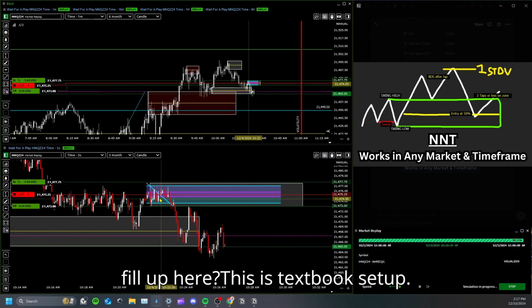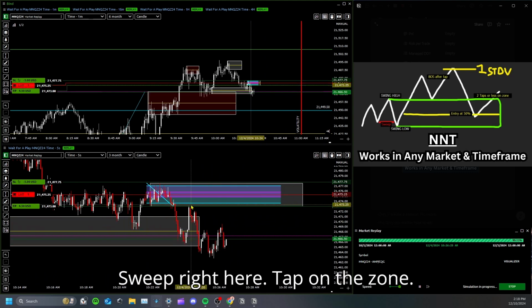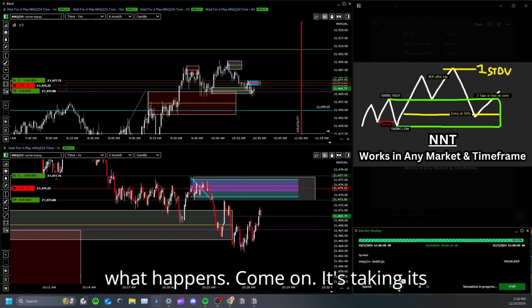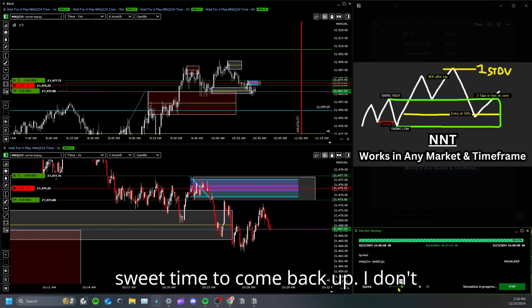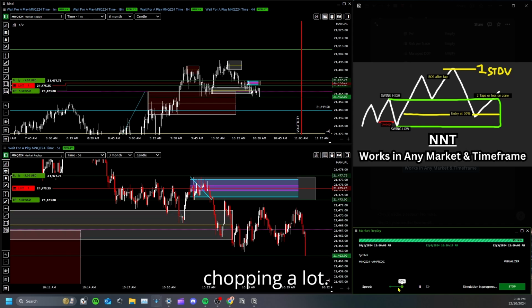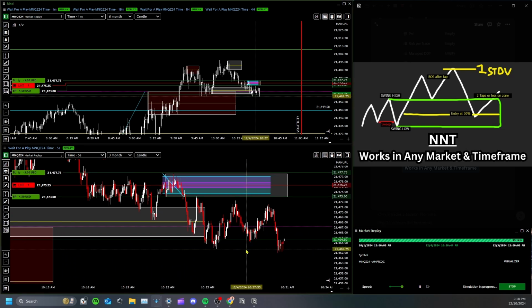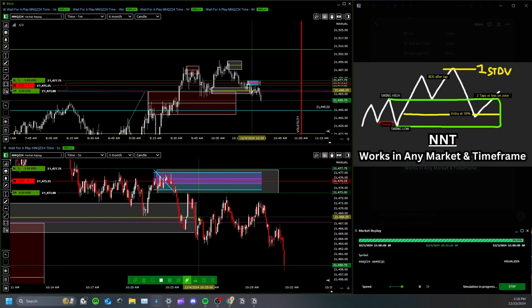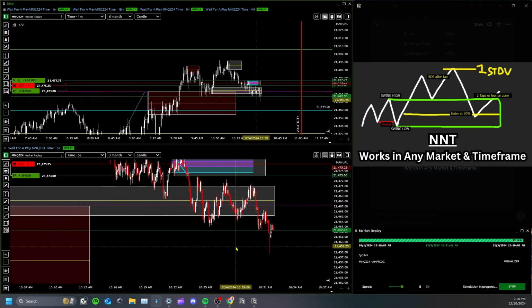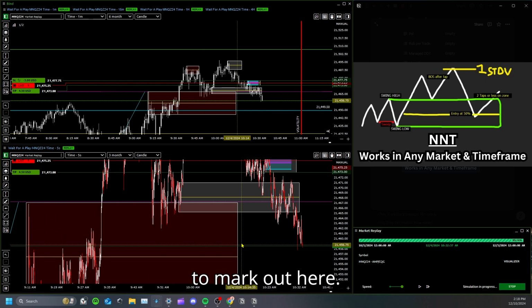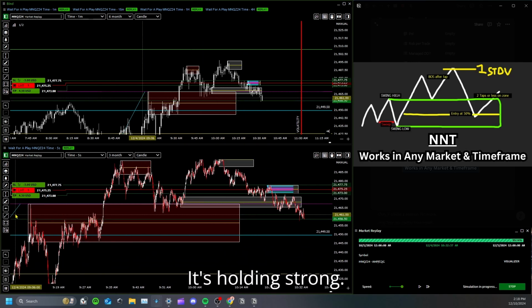So let's see. Did we fill up here? This is a textbook setup. Sweep right here. Tap on the zone. Let's increase speed here. See what happens. Come on. It's taking its sweet time to come back up. I don't see any other setups to the downside or upside. It's chopping a lot. This setup's looking less and less appetizing just because of how much we're chopping down here. Okay. Let me see. There's something that I wanted to mark out here. It's holding strong.